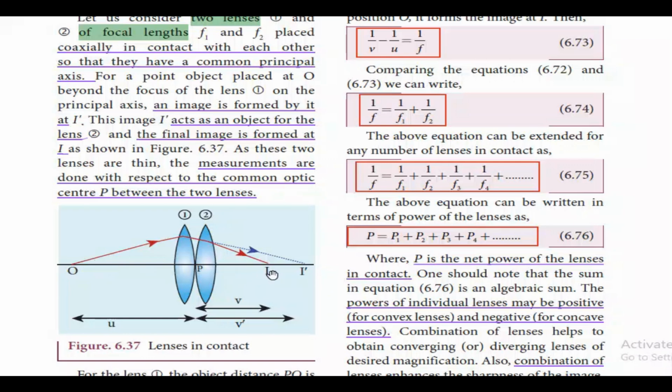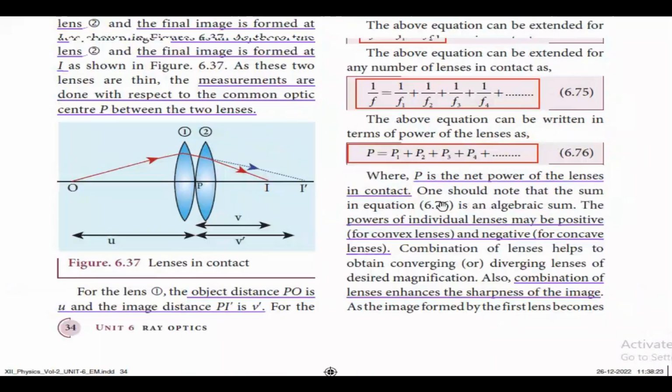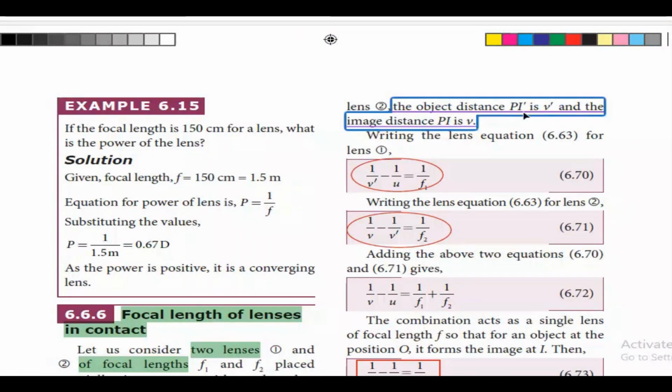You should actually get the image at I, but as you have a combination of two lenses, the image will be obtained at this point I dash, and U is the object distance and V is the image distance, and V dash is the image distance. So for the first lens, the object distance PO is U and the image distance PI dash is V dash, and for the second lens, the object distance PI dash is given by V dash and the image distance PI is given by V.